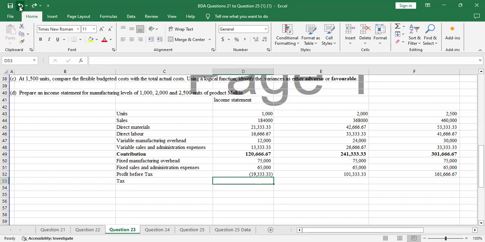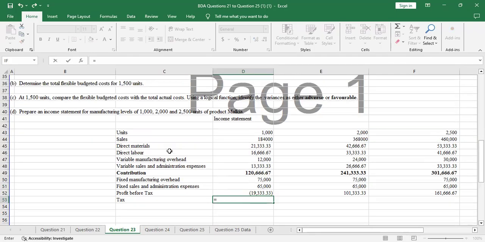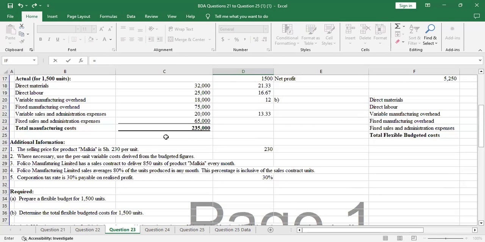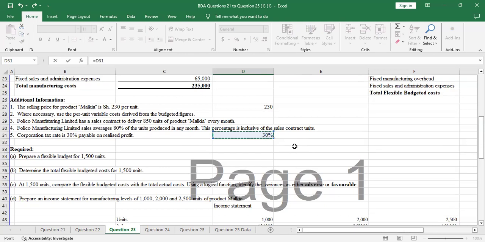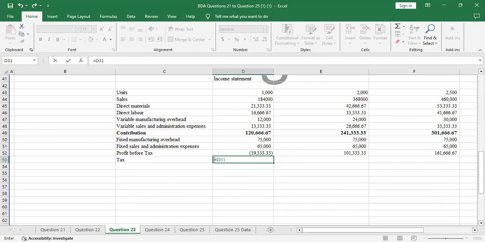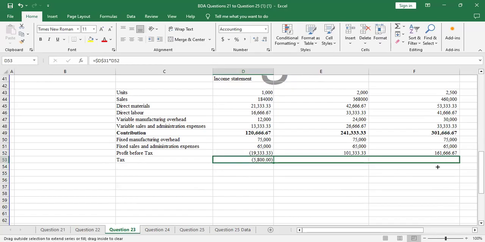But let me see. I don't know why the tax. There was no profit. It was a loss. So let me see. The tax rate is 30%. Let me lock it. Let me just multiply directly with the value. Okay, so you'll have that. Then, because I've locked it, I'll just drag that.